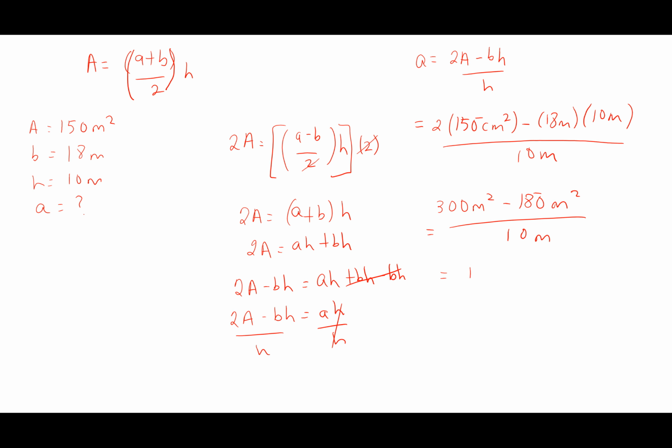So that's going to equal 120 meters squared divided by 10 meters, which is going to equal 12 meters for A. And again, remember, meters squared divided by meters equals meters. Okay? Don't forget that or it kind of gets confusing.